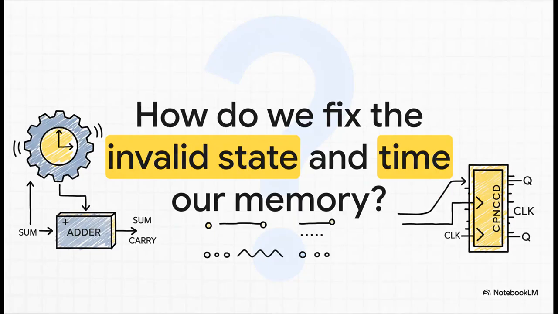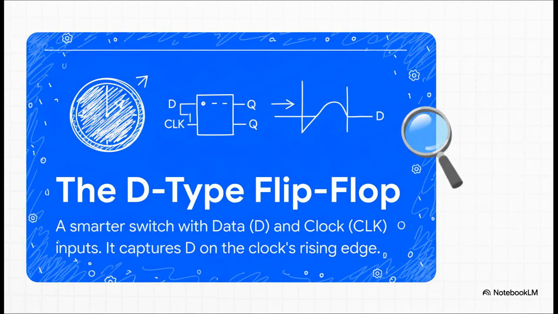So this leads us to a really crucial question. How do we build a memory switch that avoids this whole invalid state problem and only changes exactly when we want it to? And the answer is the D-type flip-flop. And this is where that first concept we talked about, the clock, comes back into play. This smarter switch has one data input, D, and a clock input. It elegantly solves the problem by only paying attention to the data on the rising edge of that clock pulse. By synchronizing the memory to the clock, it completely avoids that invalid state. It's a perfect, predictable memory cell.